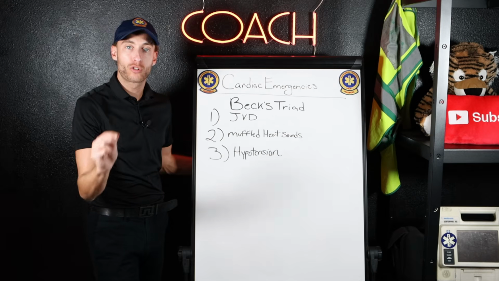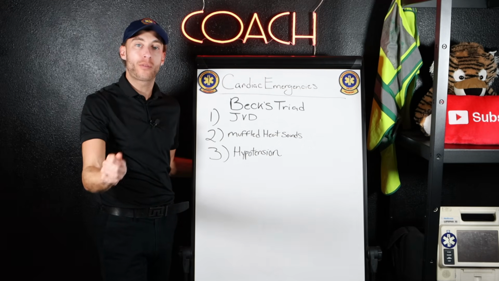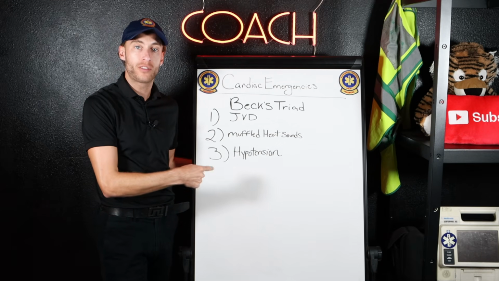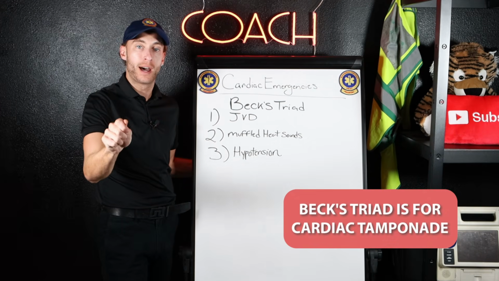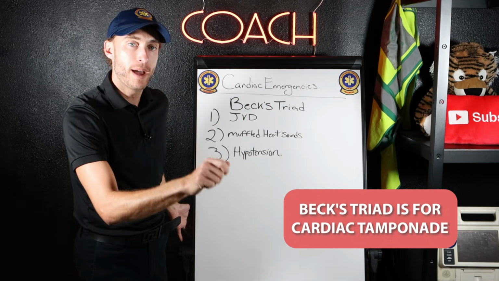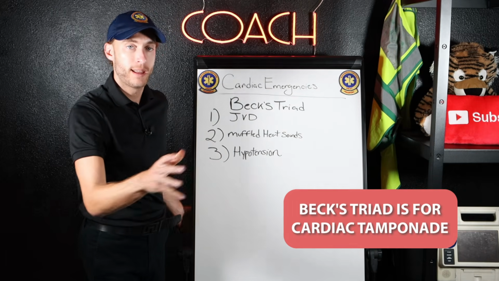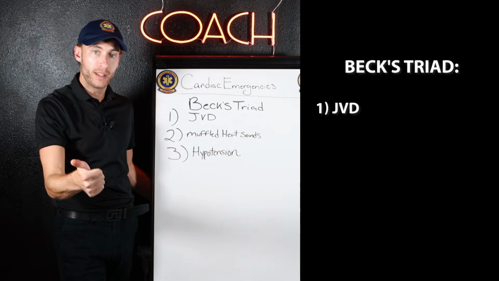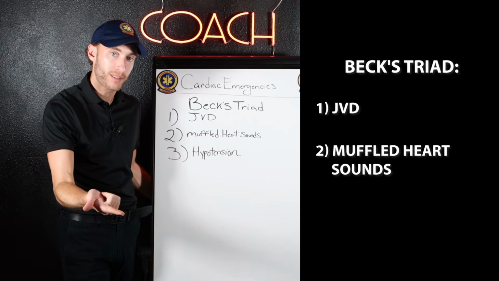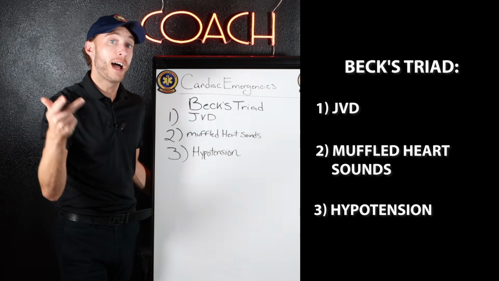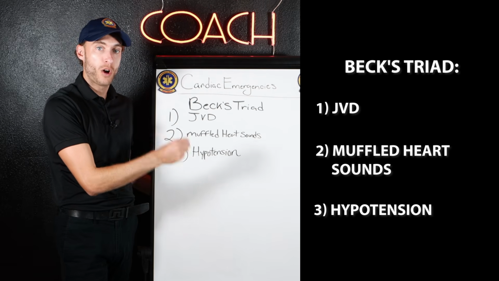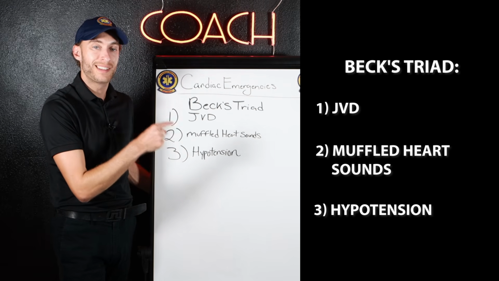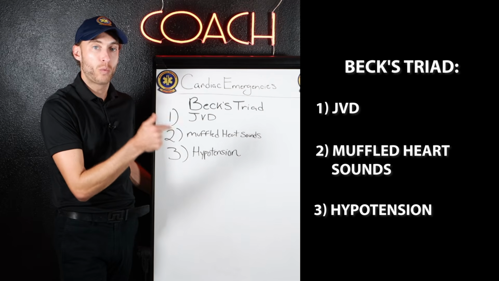It's called Beck's triad. Any exam out there on the face of the earth is going to have this. You got to know this cold. Beck's triad is for cardiac tamponade. I'll say it again. Beck's triad is for cardiac tamponade. Now here it is. It's JVD, it's muffled heart sounds, and it's hypotension. These are the signs and symptoms of cardiac tamponade. When you see this on a question, that's where you go.